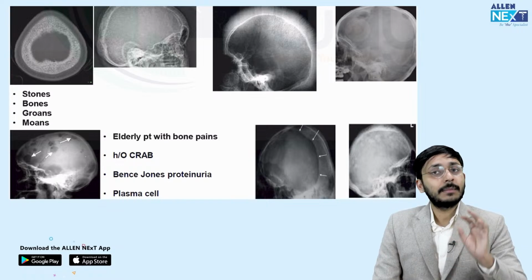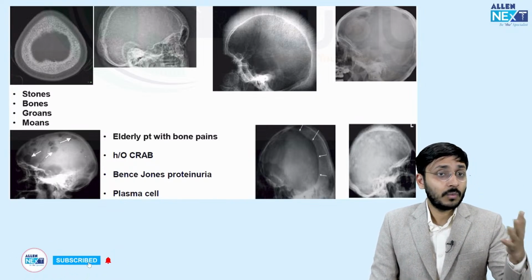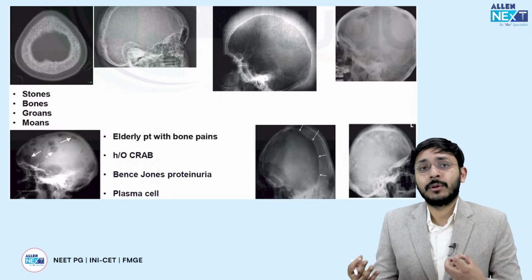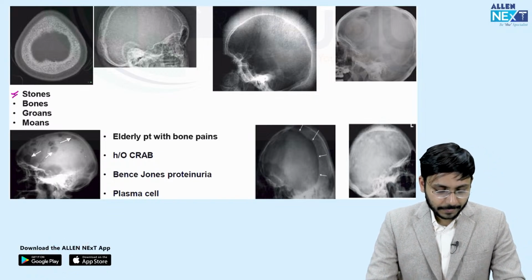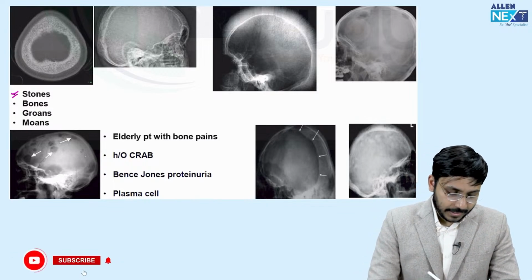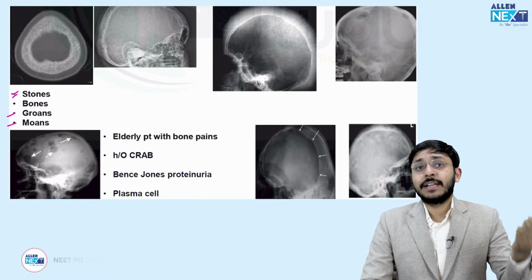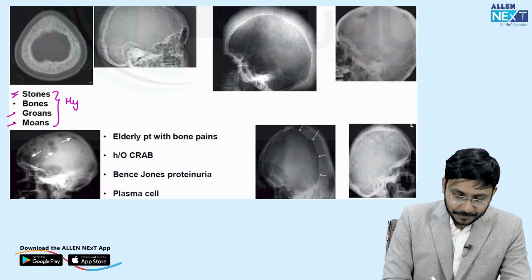So in hyperparathyroidism, if the scenario of hyperparathyroidism is given, what kind of question will it be? The patient will have renal colic because there are stones which form in the urinary system. The patient will have bone pains because of the lytic lesions in the bone. He groans and moans because of hypercalcemia, which affects the CNS. So these are typical features which are described for hyperparathyroidism.